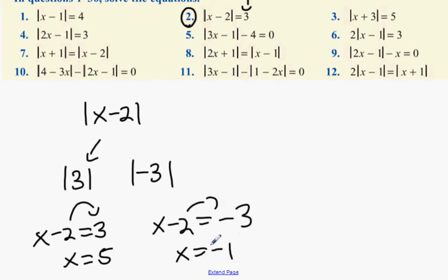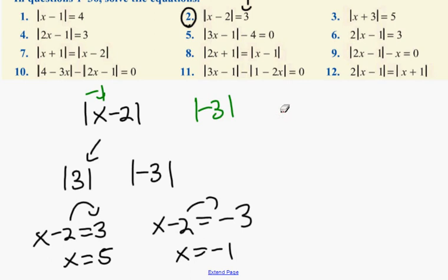Now, how does that work? Imagine you replaced x with 5. What's 5 minus 2? 3. What's the modulus of 3? 3. What happens if you replace x with minus 1? What's minus 1 minus 2? The modulus of minus 3. What's the answer for the modulus of minus 3? 3. That's it. Pretty easy, isn't it?